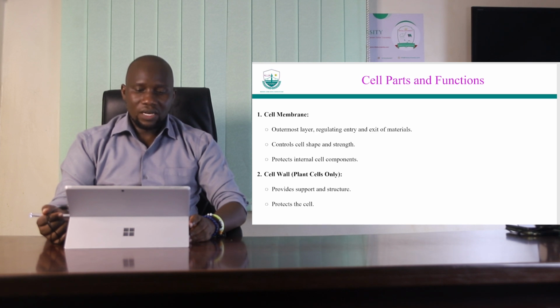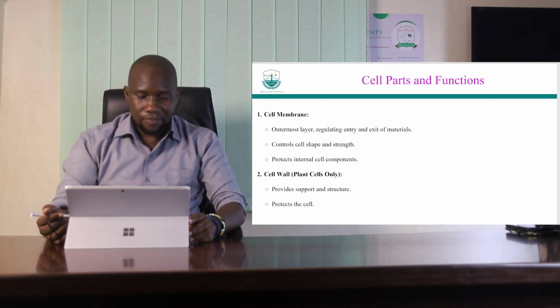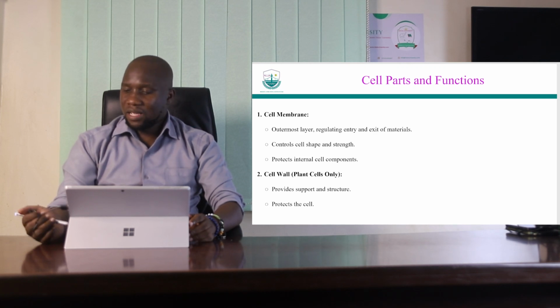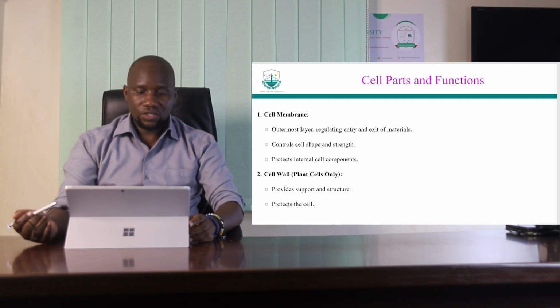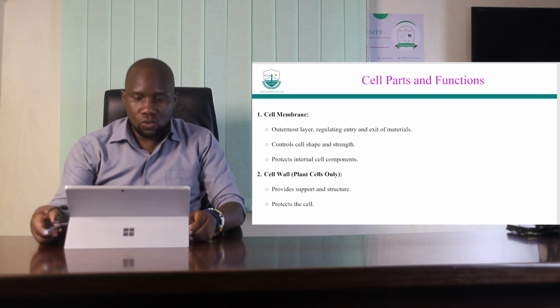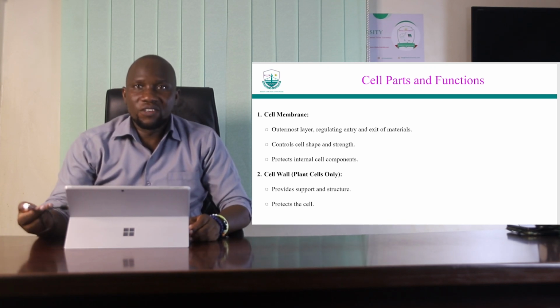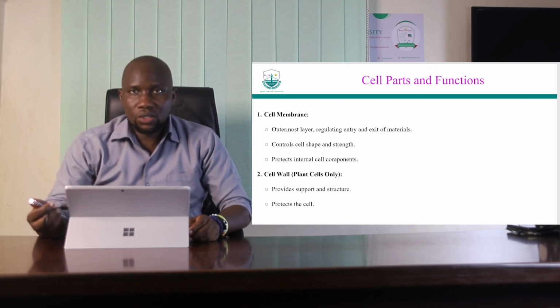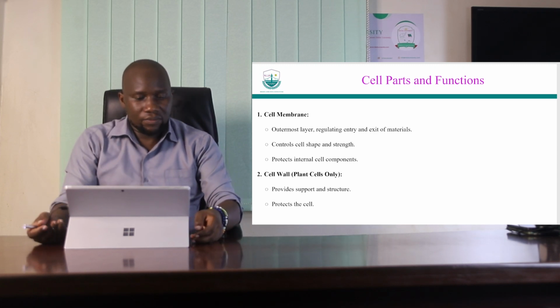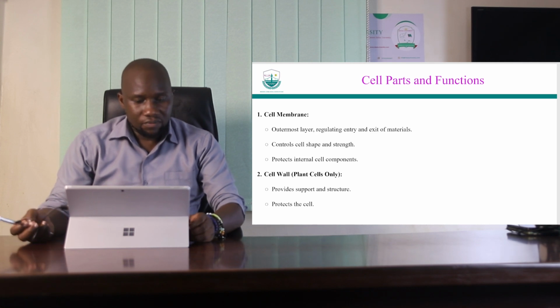So basically, the roles being played by the cell wall in plant cells, because the cell wall is actually very rigid, play a very important role in support and structure and protection. So the cell wall is very rigid and therefore provides protection and support for the plants.